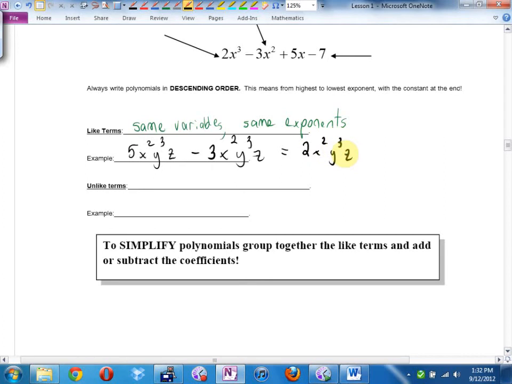And this is a tricky concept, by the way. The second definition is unlike terms. How about we just say not those things? This is a tricky concept for kids to wrap their brain around. And the reason is, it's tough for me to point and say, look, there goes an x squared. Okay? It's tough.